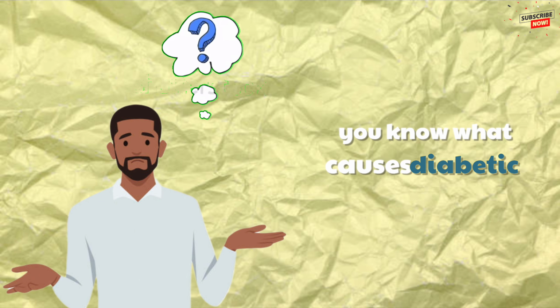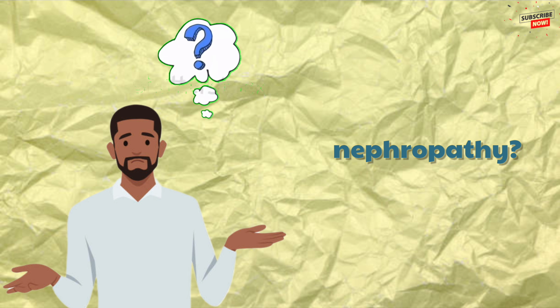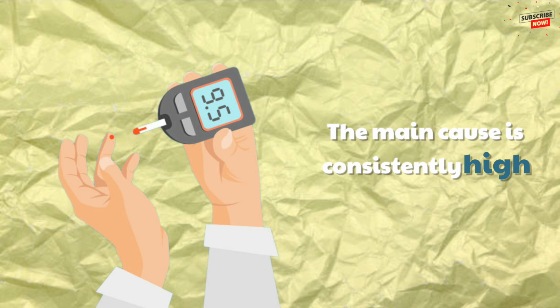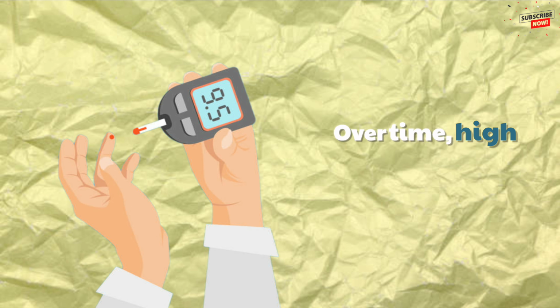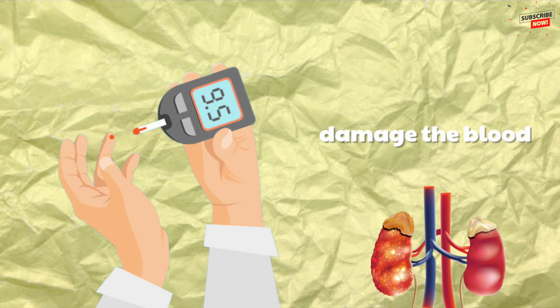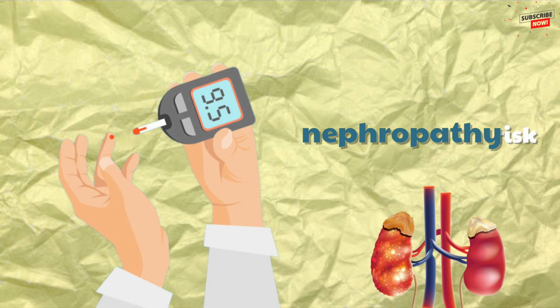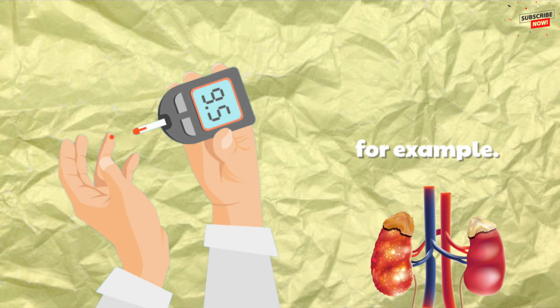Do you know what causes diabetic nephropathy? The main cause is consistently high blood sugar. Over time, high glucose levels damage the blood vessels in the kidneys. Not only that, but there are other diabetic nephropathy risk factors, for example.